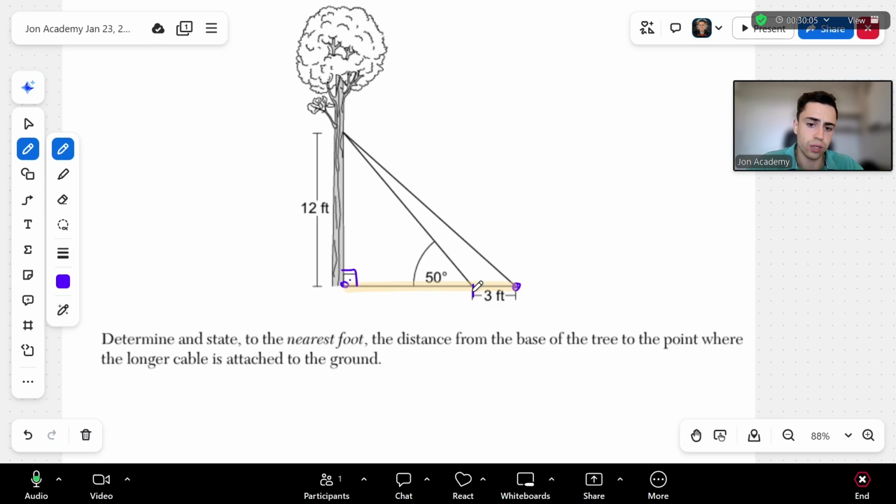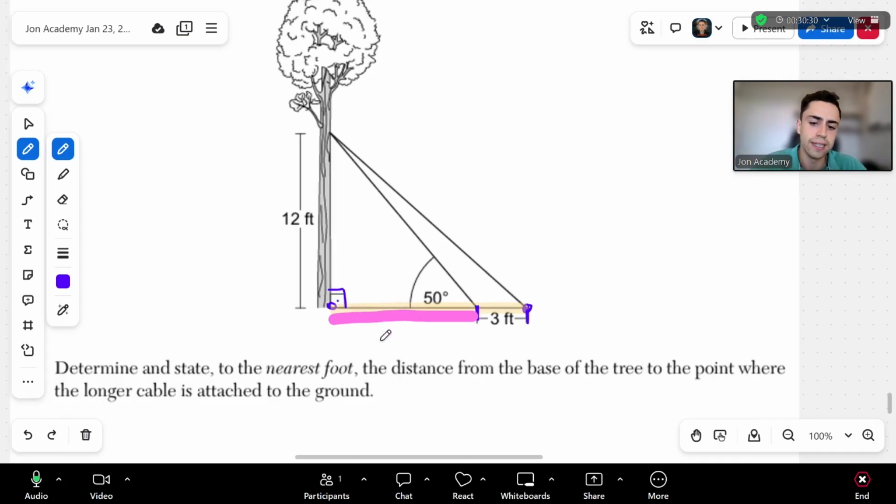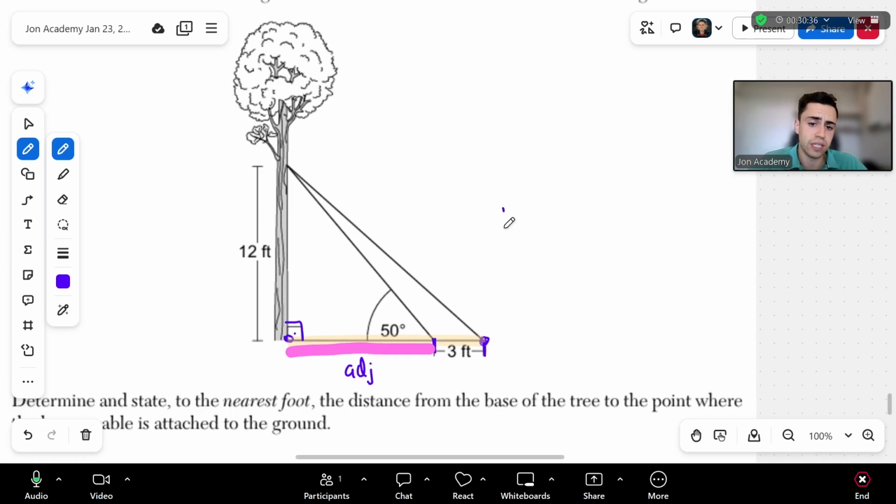And we know this is 3. So the only thing missing here will be this part, the pink one. For that, we can use this triangle here. That triangle we know is a right triangle, so it follows SOHCAHTOA, and we have the opposite, we have the angle there, and we are looking for the adjacent for that angle. So that brings the tangent, no? So the tangent of 50 degrees equals 12 divided by the adjacent.